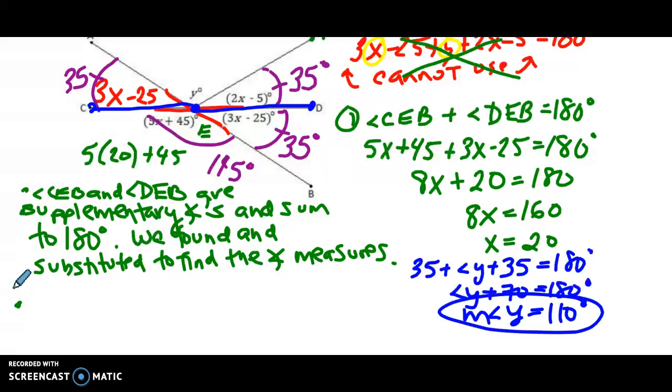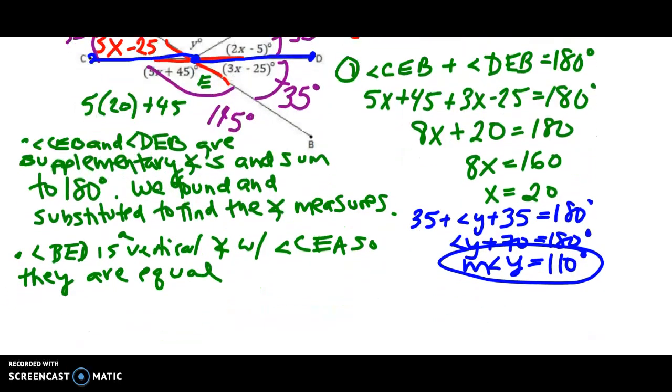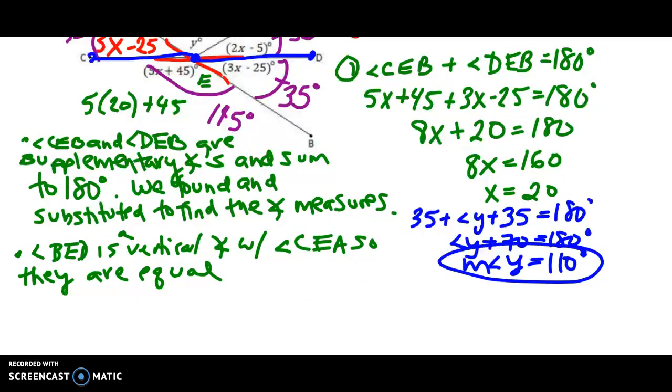What did we do now? We know that angle BED is a vertical angle with angle CEA, so they are equal. We also know that angle DEF equals 35 degrees from substitution.